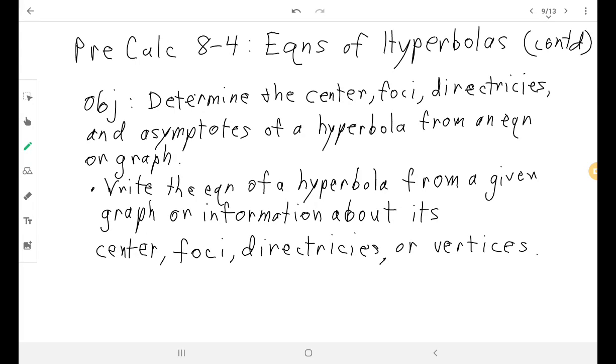Hello, PreCalc. We're going to talk about section 8.4, equations of hyperbolas continued. And in this section, we're going to have two objectives. The first is to determine the center, foci, directrices, and asymptotes of a hyperbola from an equation or a graph. And the second is to write the equation of a hyperbola from a given graph or information about its center, foci, directrices, or vertices.